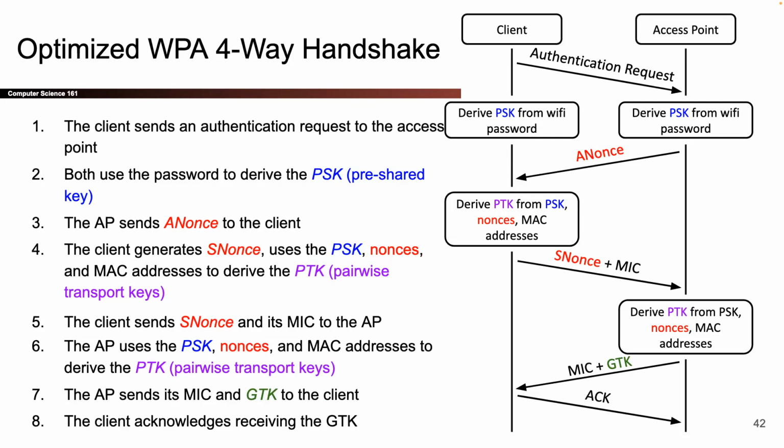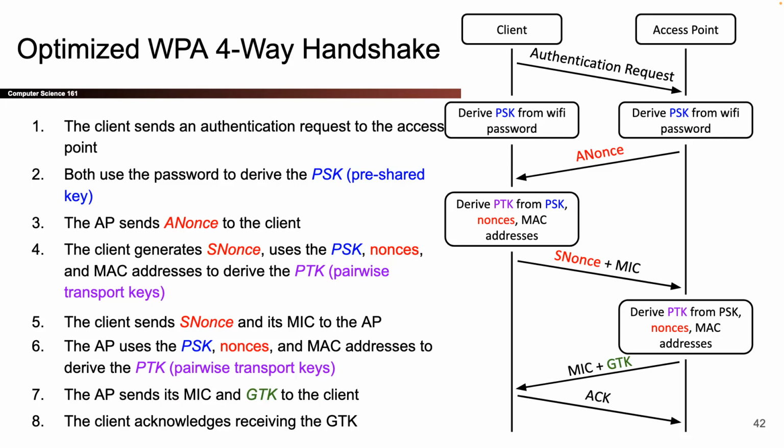I like looking at the symmetric version where everyone's exchanging things nicely. But once you get the hang of it in real life, this is what people do. They call it the 4-way handshake, because if you ignore the authentication request, which doesn't really have any cryptographic information, there are 4 things being sent. A nonce, S nonce and the MIC together as one, the MIC and the GTK together as one, and the ACK at the end. That's 4 things. So we cut it down from 6 to 4. We optimized.